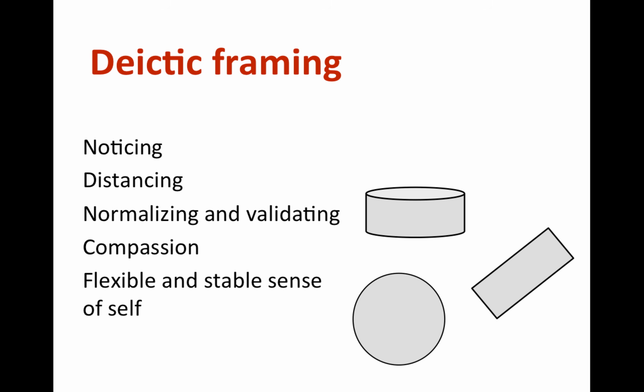We also use perspective taking for normalizing and validating emotions, thoughts, and sensations, and for compassion. For example, by inviting a client to take the perspective of someone who is usually kind toward them as a way of increasing kindness toward themselves. It's also useful to build a flexible and stable sense of self, because it helps connect with the part of ourselves that transcends our actions, roles, and thoughts. We will talk about these points in more detail in other tutorials.